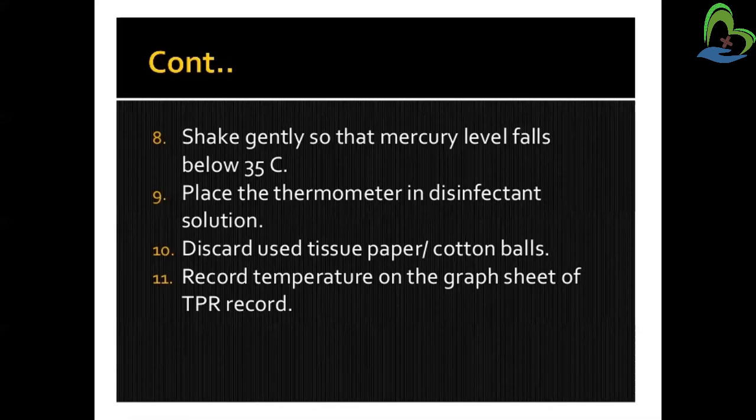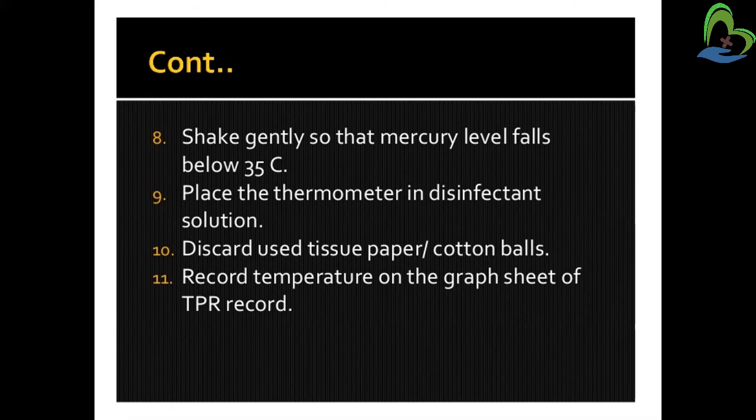Now we have to shake gently so that the mercury level falls below 35 degrees Celsius, and we have to place the thermometer in a disinfectant solution. So after shaking the thermometer gently so the level falls below 35 degrees Celsius, we place the thermometer in a disinfectant solution.